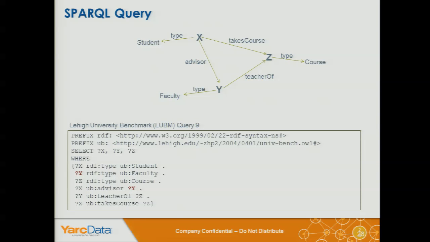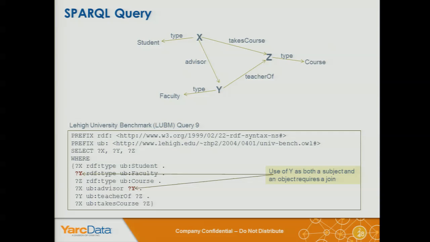Now querying. Here's the way that I always tend to think of these SPARQL queries. Here's the same query that we looked at before, which is: show me all students who are taking a course from their faculty advisor. I think it's a lot easier to look at here. This node X is type student. This node Z is type course. Y is type faculty. And we have this triangular relationship between them. Professor is teacher of course. Student has advisor, professor, and then student takes course.